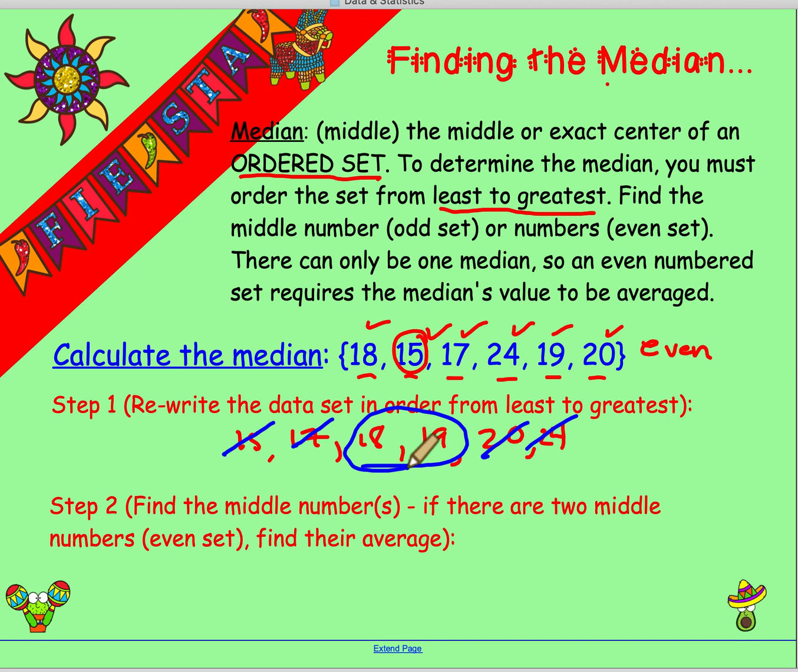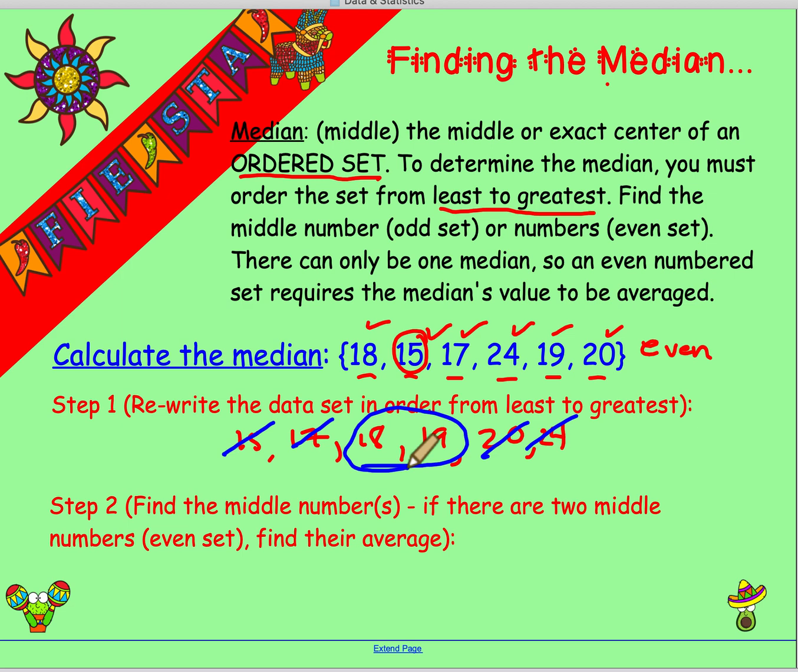So if I have 6 things, then that means the third and the fourth ones have to be in the middle. Now, if I was in class, I would have you do your fingers, and I would have you poke down your fingers until you got to the middle ones. Okay, so 18 and 19 are in the middle.